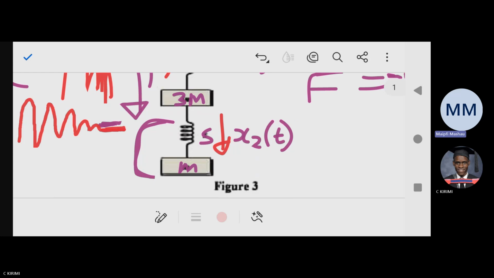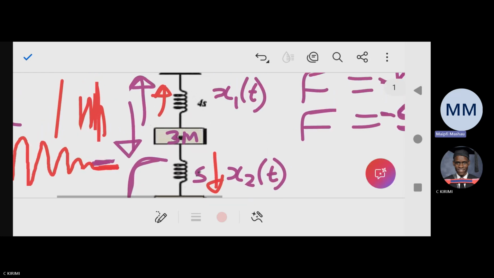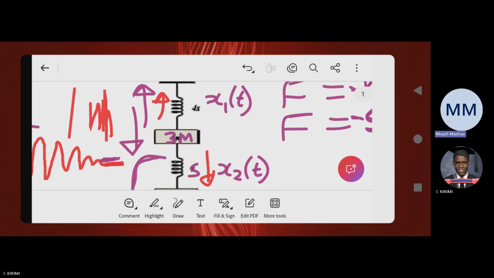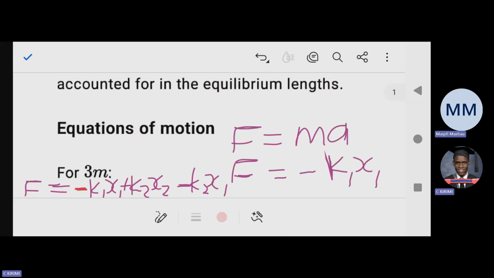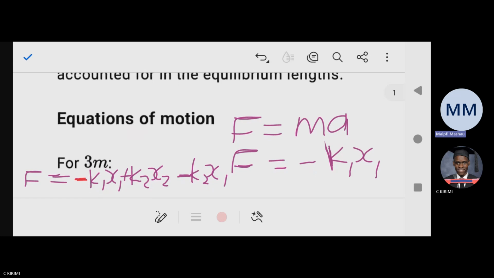So is it why you wrote the second one as a positive K spring constant multiplied by x2 minus x1? Yes. And the first one you wrote negative because the 3m is pulling in the opposite direction. Yes, it must always be negative. Oh, okay, I get that.